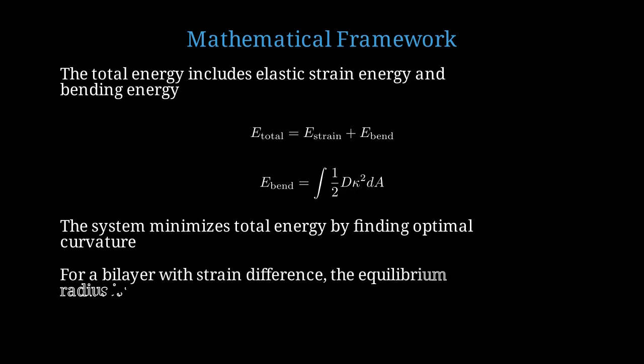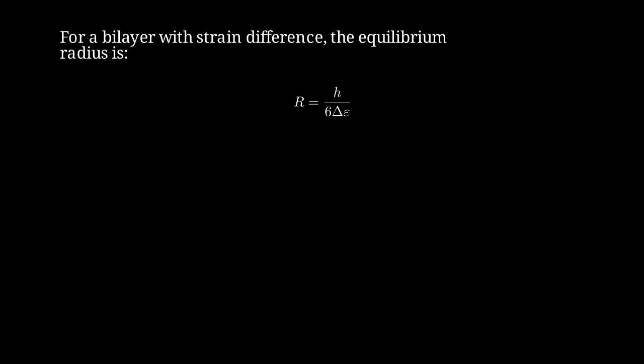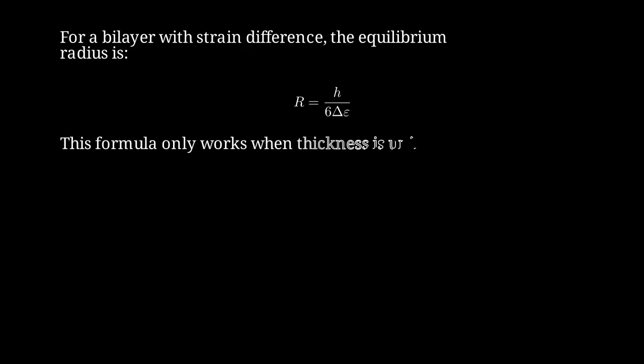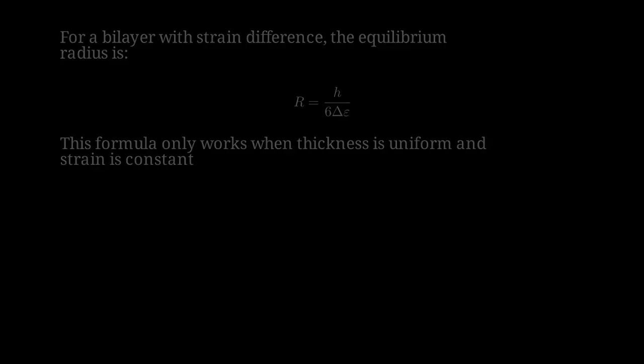For a simple bilayer with a strain difference between the two layers, we can derive an equilibrium radius. The radius R equals the thickness h divided by 6 times the strain difference delta epsilon. Notice that smaller strain differences give larger radii, and vice versa. This simple formula only works when the thickness is uniform and the strain gradient is constant.